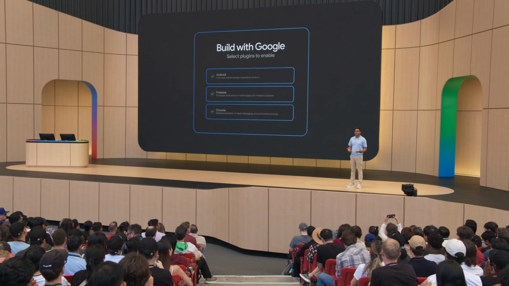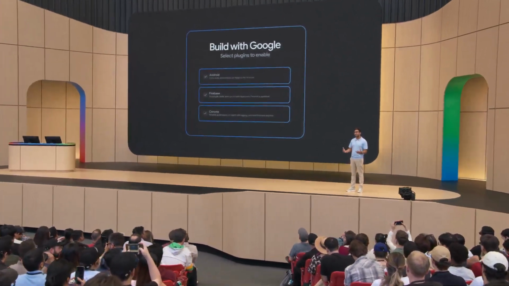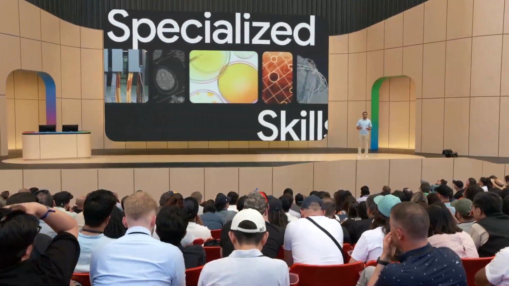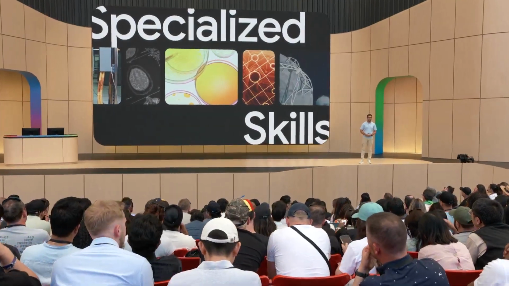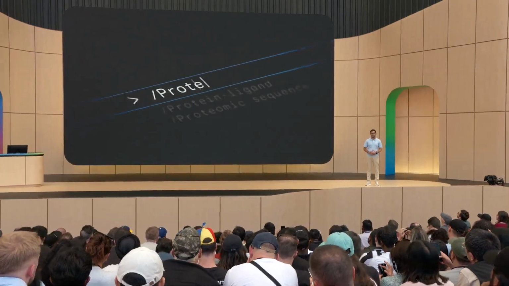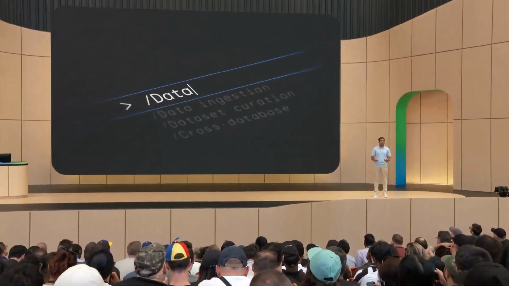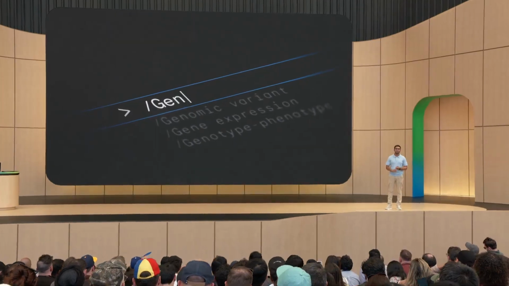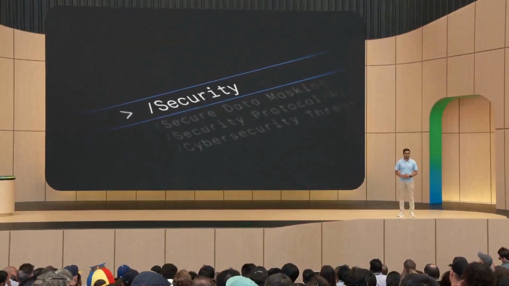We're also making it easier to push agents into highly specialized fields by introducing domain-specific skills bundles. So starting today, our first release is a new science skill bundle, equipping your agents with the specific primitives needed to accelerate health, biology, and scientific research workflows.